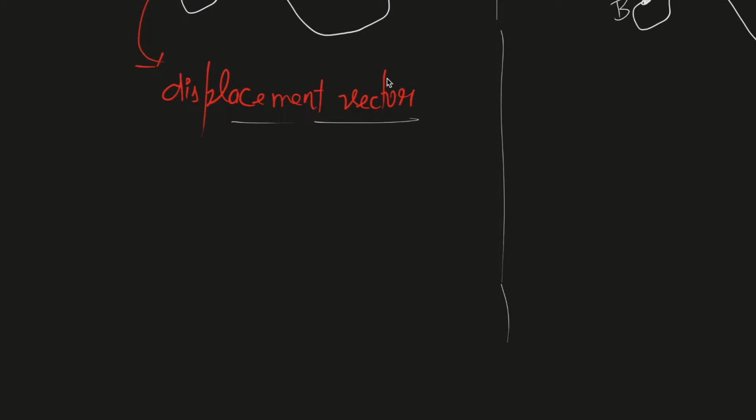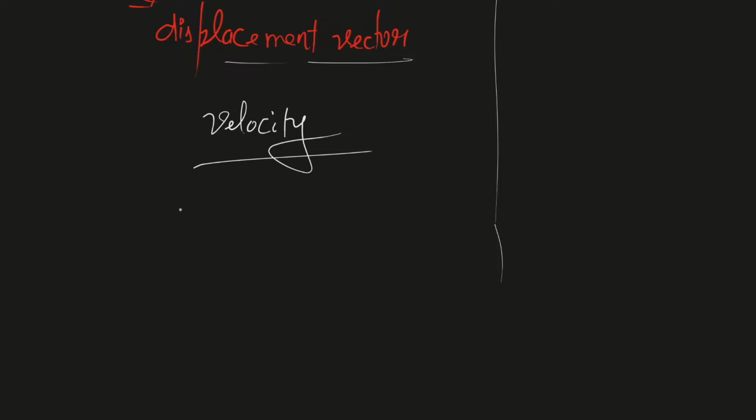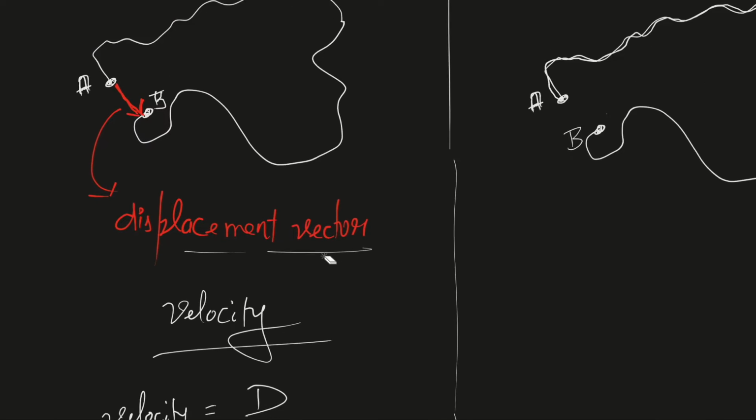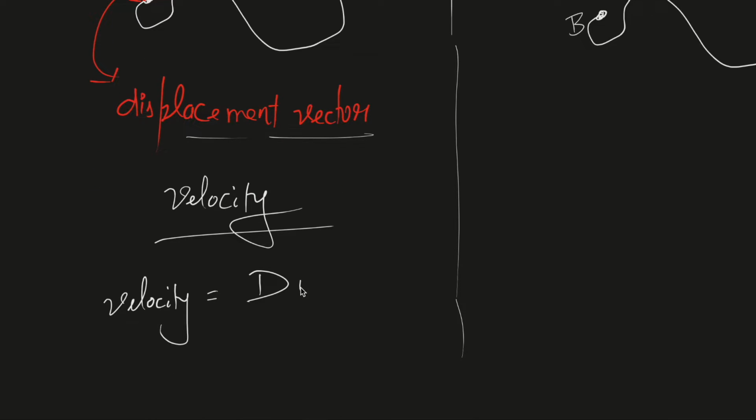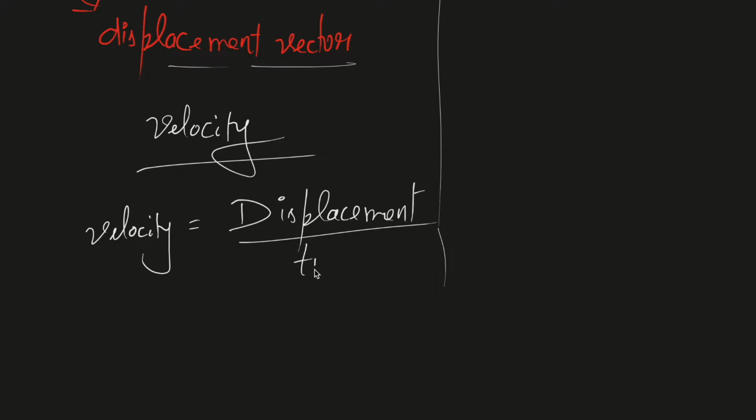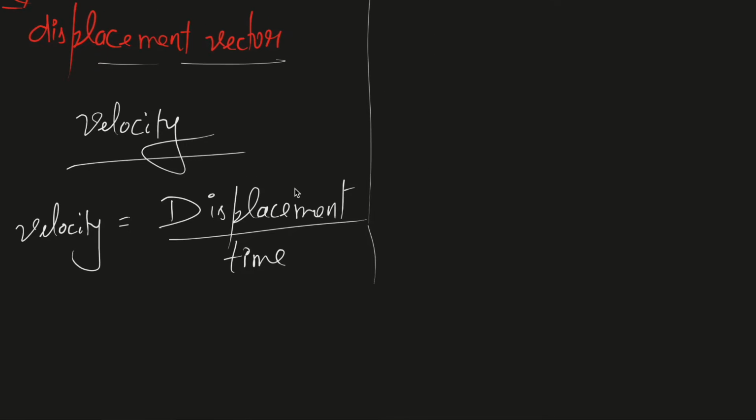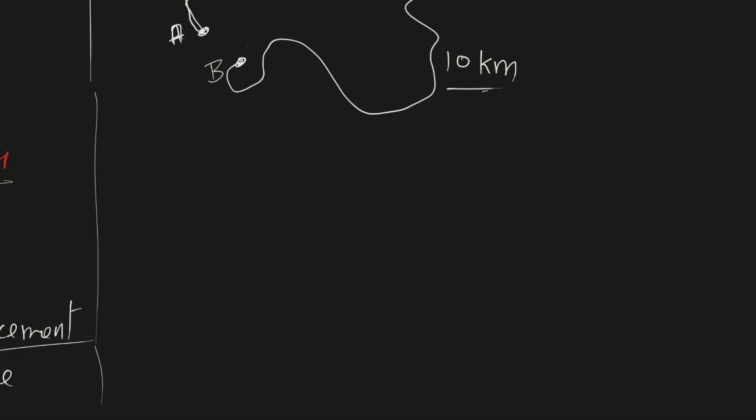Let's talk about some bit of the vector velocity. Velocity is simply displacement by time. Displacement by time. This is the velocity.